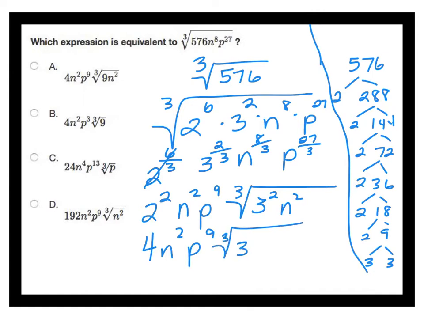Oop, we don't want to put 3 squared there, we want to go ahead and put what? 9, and then n squared. So our correct answer here must be A.